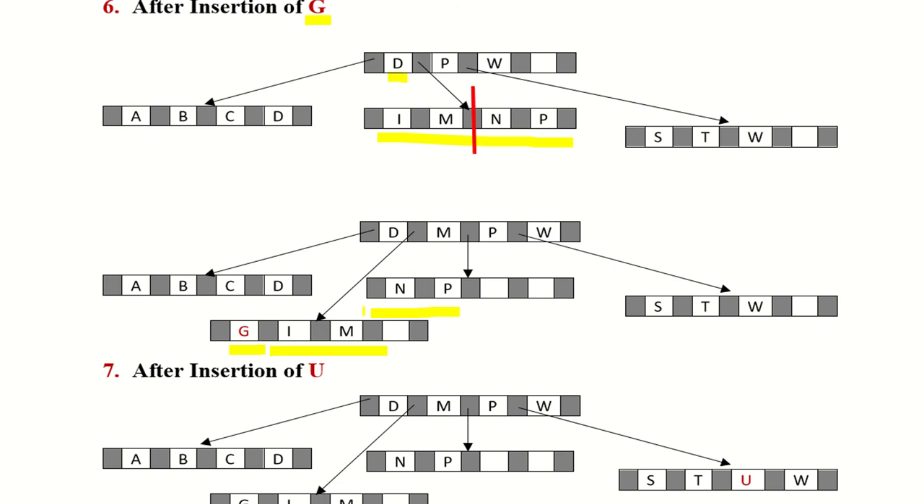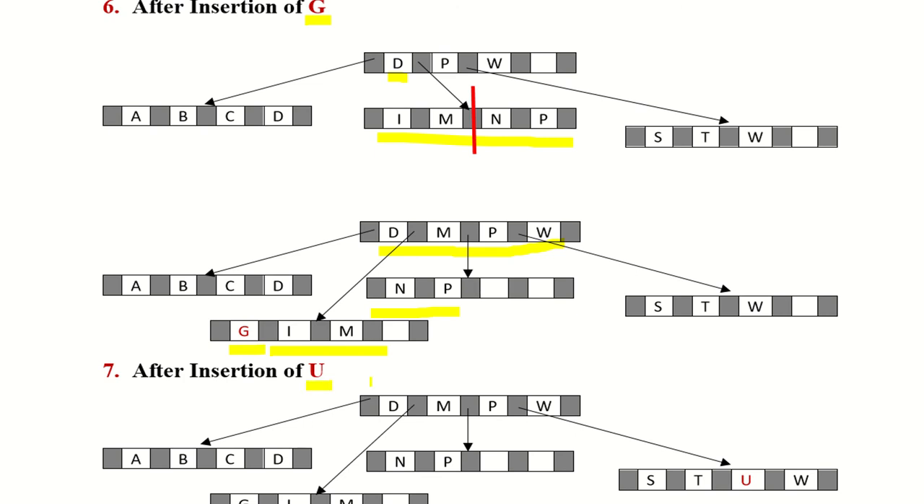In the case of the parent, here M has to be promoted. Okay, and P remains the same, so it has to be in order. So D, M, P, W. So this is how the splitting happens, and G has been inserted.